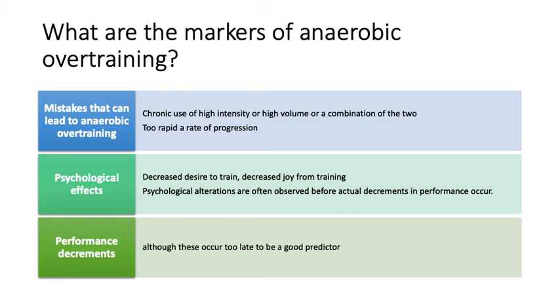Also, there are psychological effects that we see. The classic markers are decreased desire to train, decreased joy from training. Psychological alterations are often observed before actual decreases in performance occur. So the psychology, and I remember in the sport of cycling, you train a high amount of volume, and you combine that as you increase your training age with a high intensity at the same time. And I remember times where I just didn't even want to train, but I would just roll through the motions.